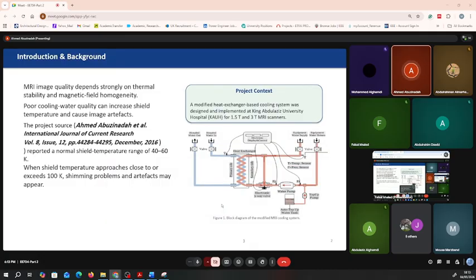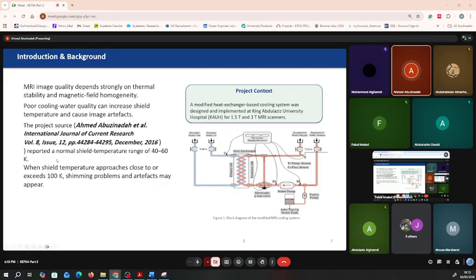Introduction and background. MRI image quality depends strongly on thermal stability and magnetic field homogeneity. Poor cooling water quality can increase the shield temperature and cause image artifacts. This is the project source: I have published a paper regarding this in the International Journal of Current Research, Volume 8, December 2016.